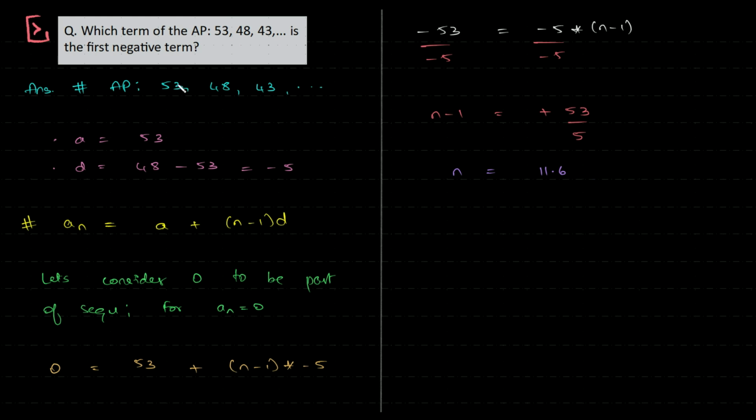So what does this tell us? That 0 is not part of the sequence, but the first negative term will be at the 12th term. We have to find the term as well. So the first negative term will be a12. That would be 53 plus 11 into the common difference, minus 5. So this is 53 minus 55, which is minus 2.